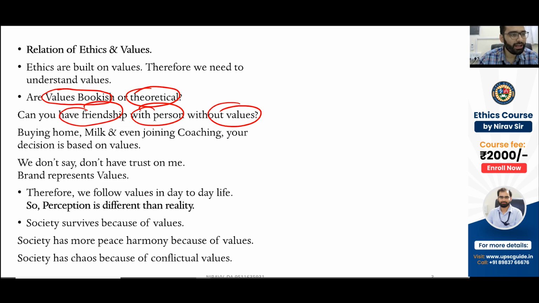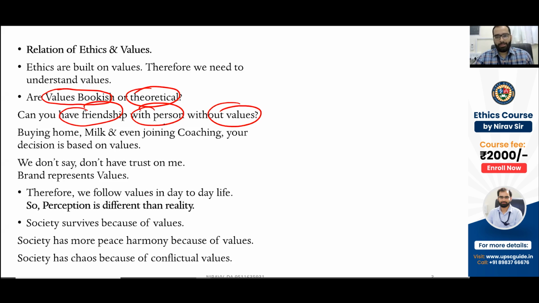In real life, knowingly or unknowingly, you people are also giving importance to what? You people are also giving importance to values. You agree? You don't agree? Yes, yes, exactly. Okay, now you can say let us go ahead.